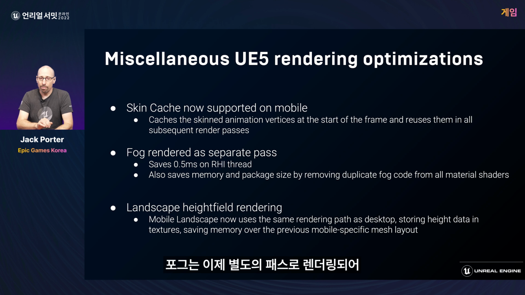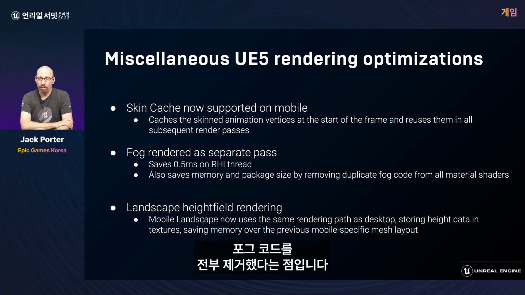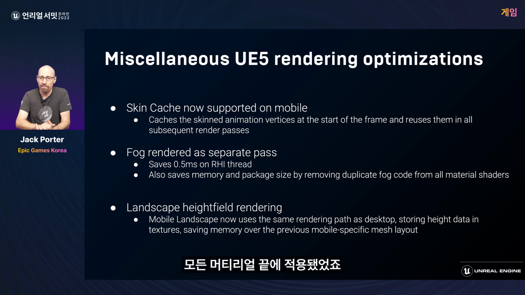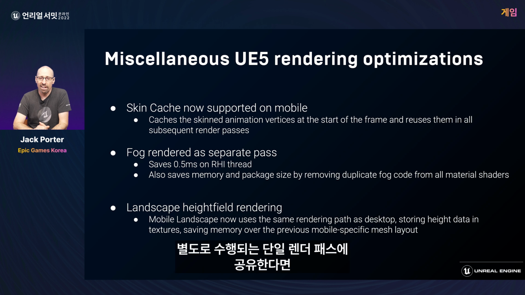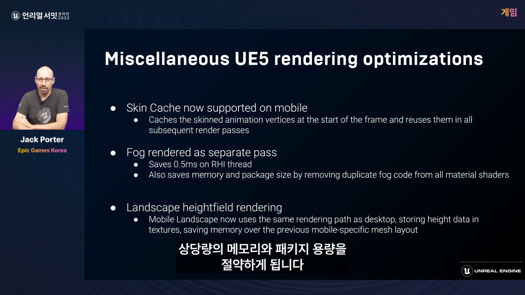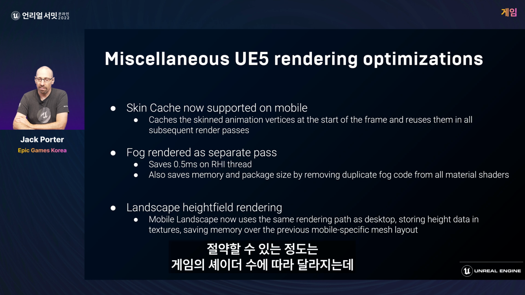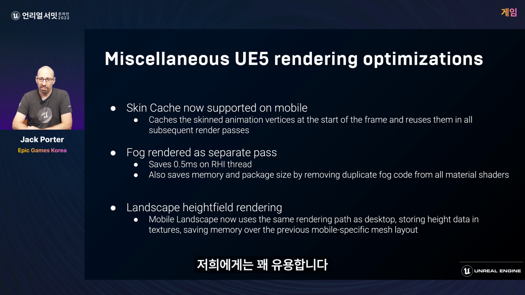Fog is now rendered as a separate pass. This does save a little bit of CPU time, but the bigger saving is the fact that we're removing all of the fog code that used to be applied to the end of all of the shaders generated from the materials. By removing that duplicated fog code and sharing it in the single render pass that's being done separately, that saves a fair amount of memory and package size. The amount that's saved will depend on the amount of shaders you have in your game, though. But for us, it was quite a benefit.